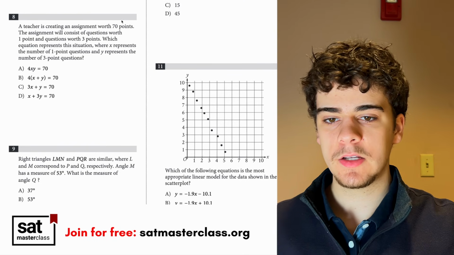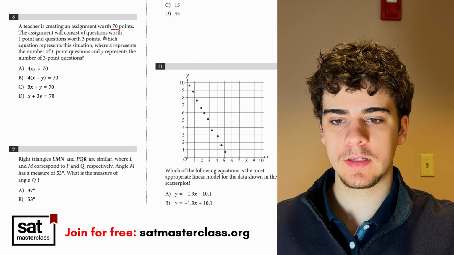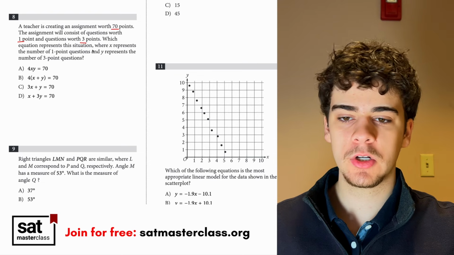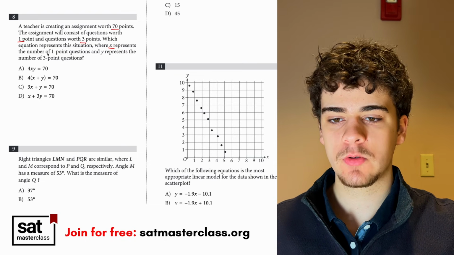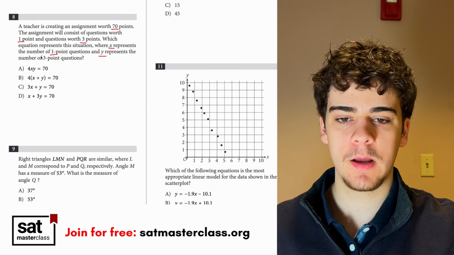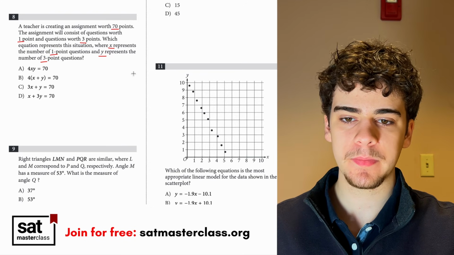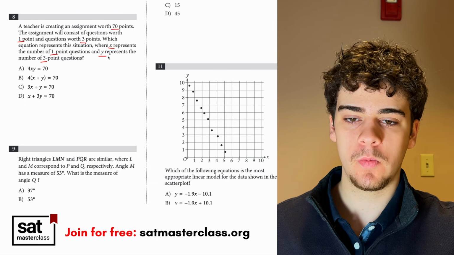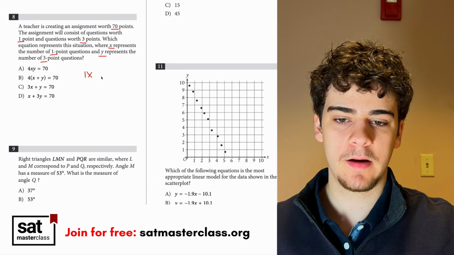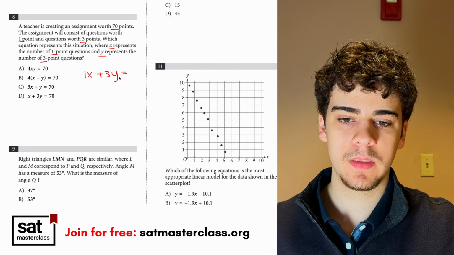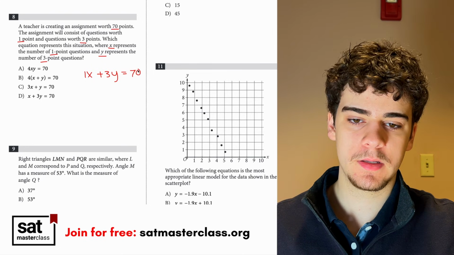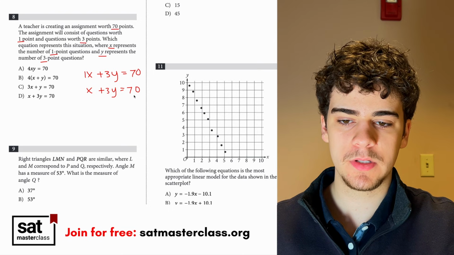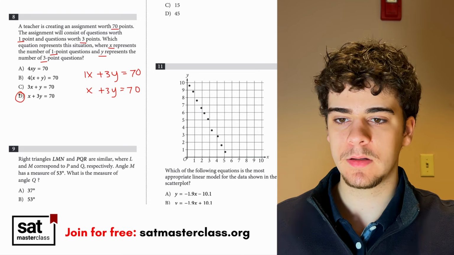Okay, question 8. A teacher is creating an assignment worth 70 points. The assignment will consist of questions worth 1 point and questions worth 3 points. Which equation represents this situation where x represents the number of 1-point questions and y represents the number of 3-point questions? Okay, so all we have to be careful of here is making sure that we stick the x next to the 1 and the y next to the 3. So we'll basically have 1x plus 3y, and that will give us the total number of points, which was 70. So this 1x is just x plus 3y equals 70, and so we can see that that one is going to be D.